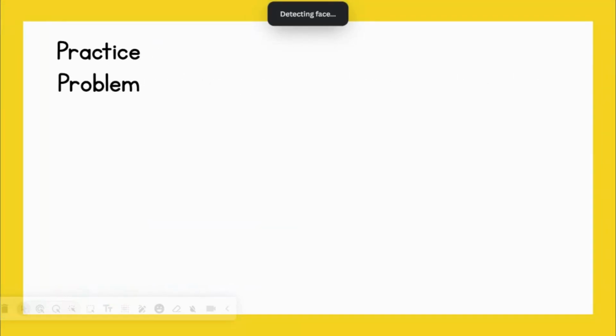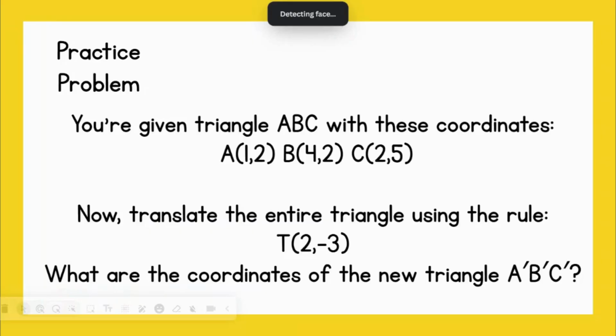So now we have a practice problem. I will do this with you, but I want you to pause the video and see if you can do it by yourself. You are given triangle ABC with these coordinates. A is 1, 2, B is 4, 2, and C is 2, 5. Now I want you to translate the entire triangle using the rule T, 2, negative 3. What are the coordinates of the new triangle A prime, B prime, C prime? Now I want you to pause the video to see if you can do this by yourself.